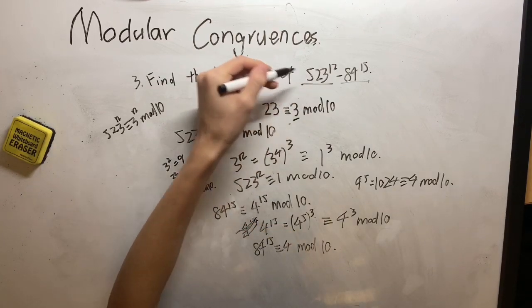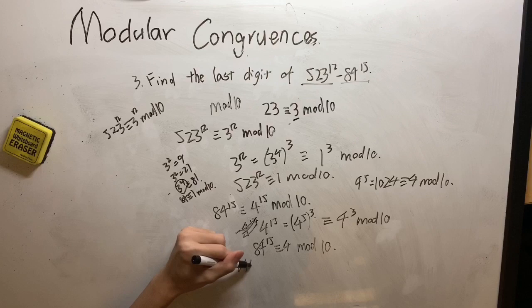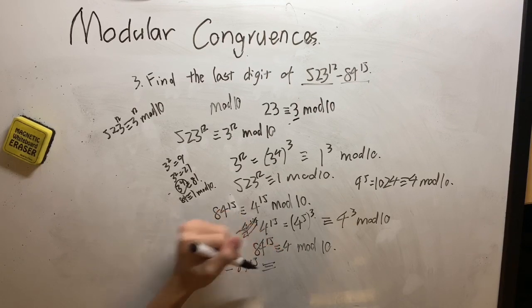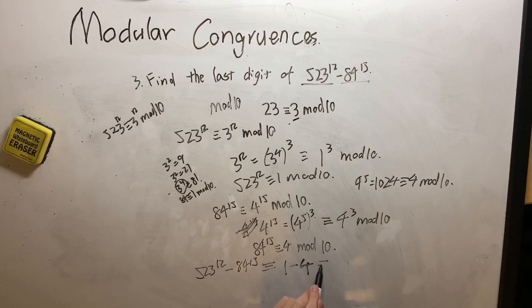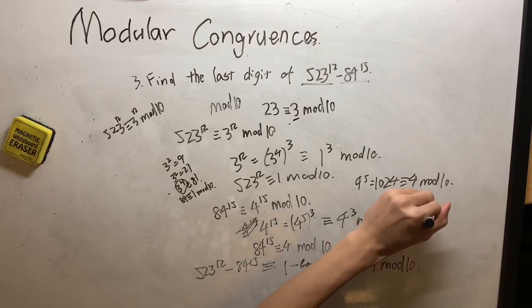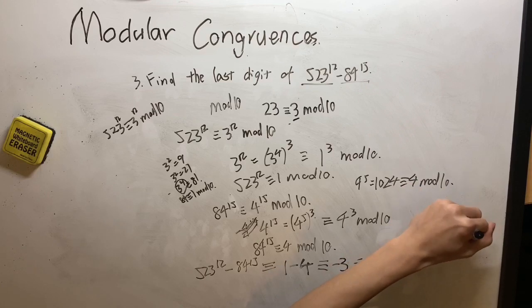Thus, we have 523 to the 12th minus 84 to the 15. This is congruent to 1 minus 4 mod 10. However, 1 minus 4 is -3. So -3 is basically congruent to 7 mod 10, because -3 minus 7 equals -10, and -10 is divisible by 10.